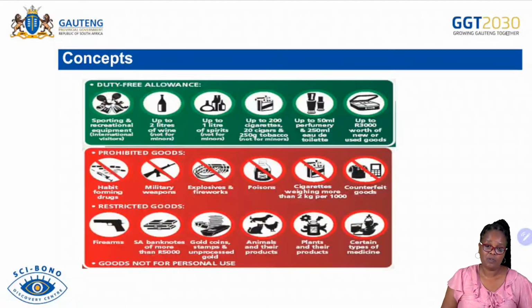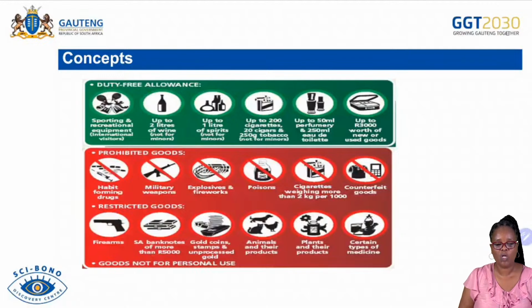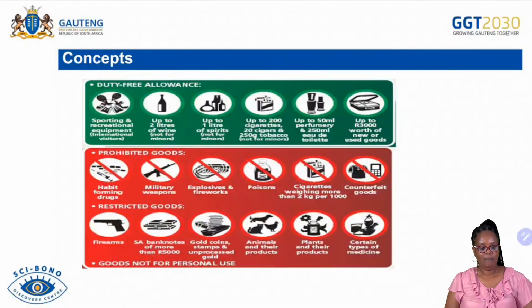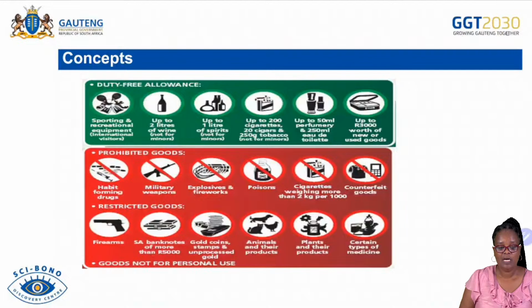Great travelers, I want you to take care of this, because you'll find this on your final exam, on your prelims, on your tests. You'll get these questions where you need to know the amount of duty-free allowances. You are allowed to bring sporting and recreational equipment. Look at this one. You are allowed to bring up to 2 liters of wine, but not for minors.